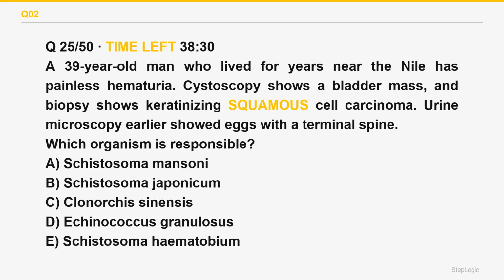Which organism is responsible? A 39-year-old man who lived for years near the Nile has painless hematuria. Cystoscopy shows a bladder mass, and biopsy shows keratinizing squamous cell carcinoma. Urine microscopy earlier showed eggs with a terminal spine. Read the command. Which organism? Three schistosome species differ by the organ they colonize and by the shape of the egg.